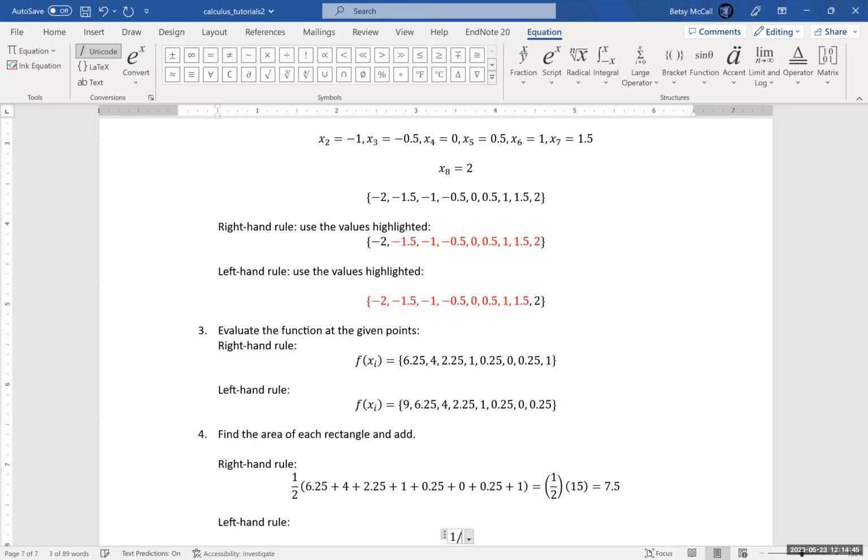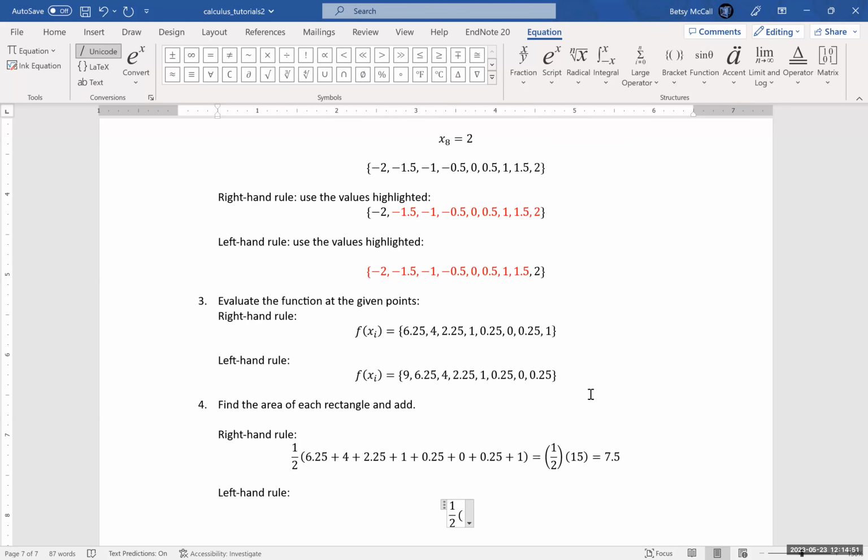And then again, the left-hand rule, same idea, except that now we're adding up 9 plus 6.25 plus 4 plus 2.25 plus 1 plus 0.25 plus 0 plus 0.25, is equal to 1/2 times, it's going to give me 23, which is going to be 11.5.